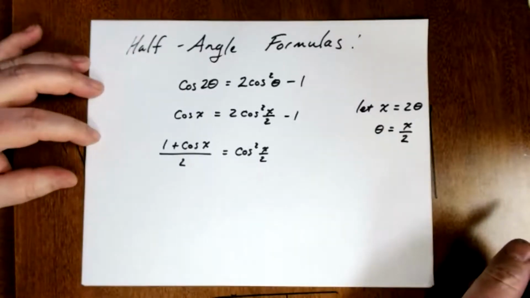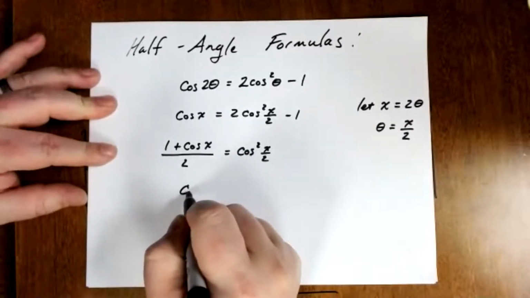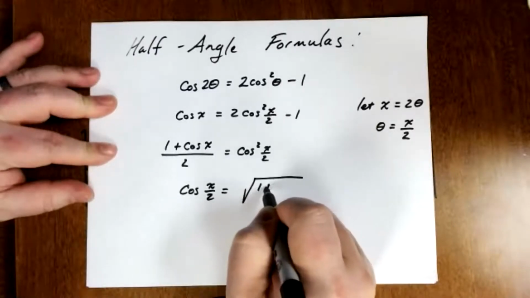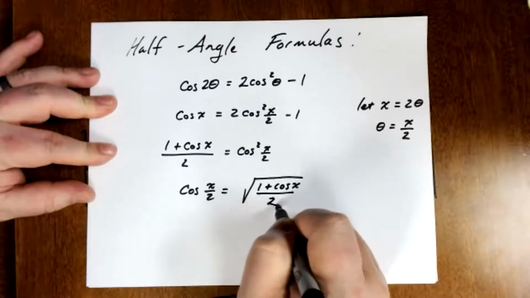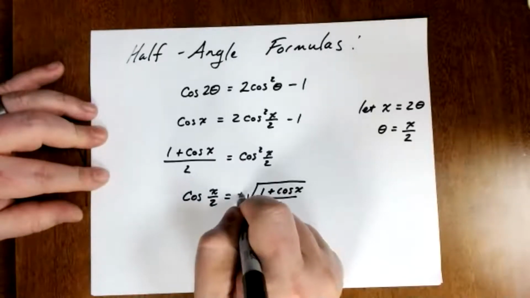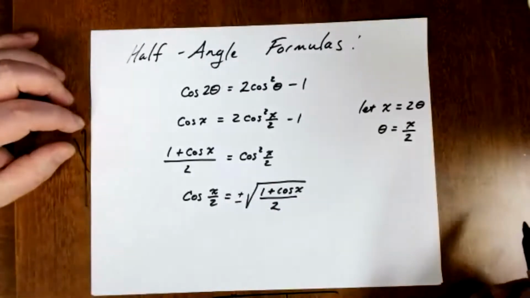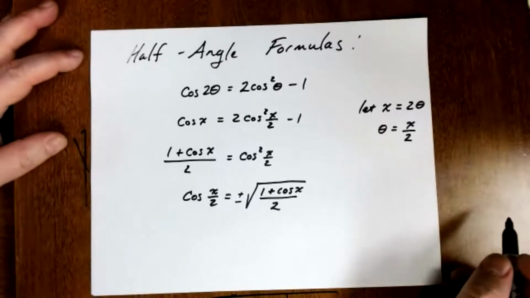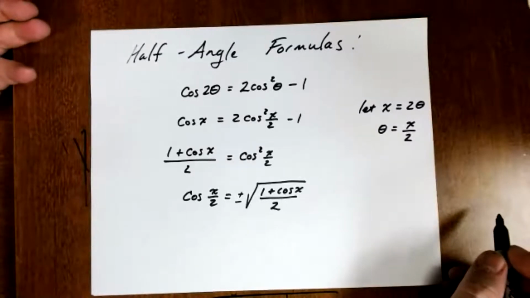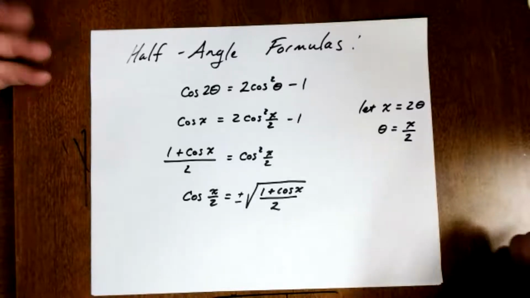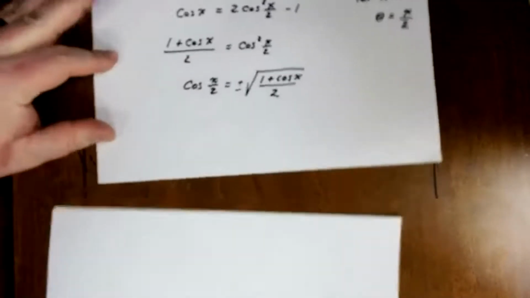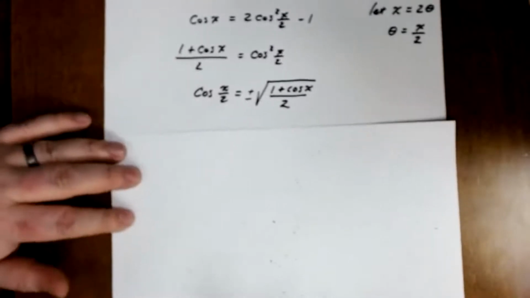Now, square rooting that creates an interesting point. Because when we square root that, we have to consider that the cosine takes on multiple values, both positive and negative. So we have to consider where our angle is to determine whether or not my new angle, my half angle, is a positive half angle or a negative half angle. Okay. So for example, before I go any further, let's say I have an angle living in the second quadrant.